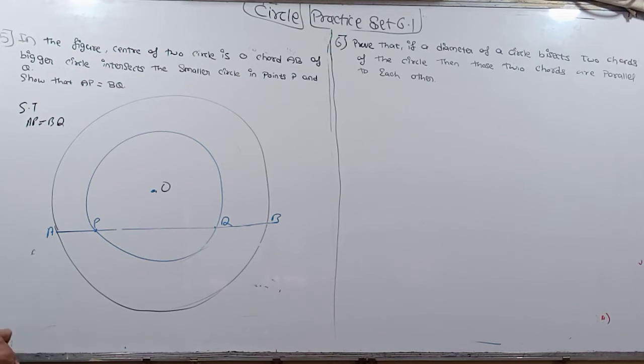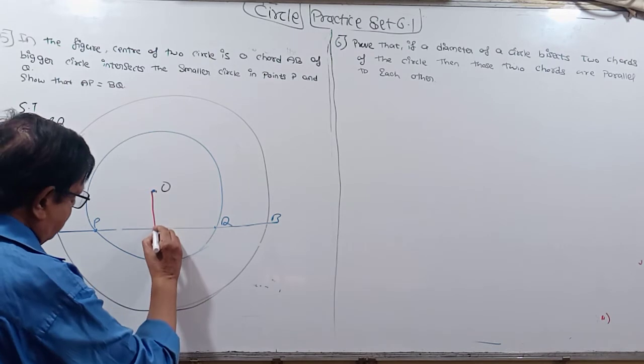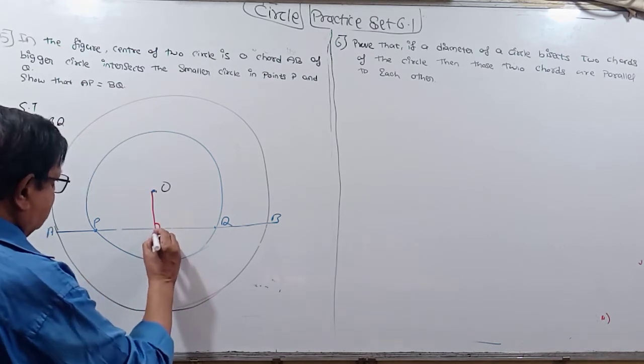So we will make a construction. क्या construction करेंगे? Draw perpendicular from O to chord AB. Chord AB और chord PQ दोनों तो एक ही है. दोनों एक ही नहीं है. They are on the same line. Let this be M.